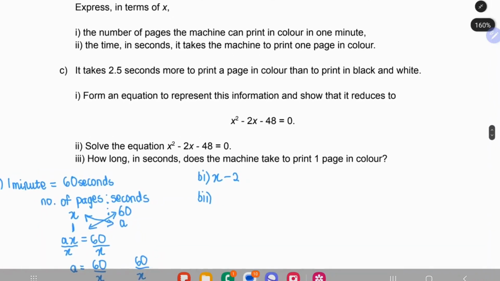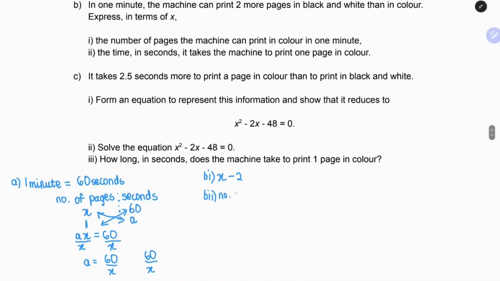So you can write, sorry for that, number of pages is 2 seconds. So you have x minus 2 pages in 60 seconds, and you want to know how much time it takes to print one page in color. So here let's use B this time. So we're basically gonna cross multiply, obviously. It's literally the same thing we did this side.